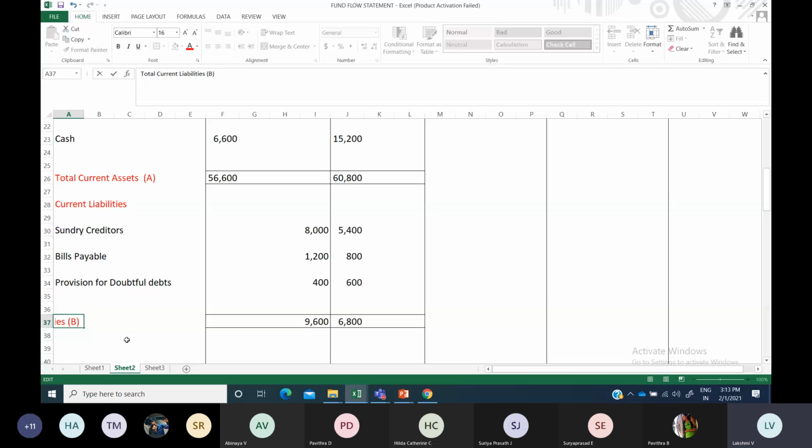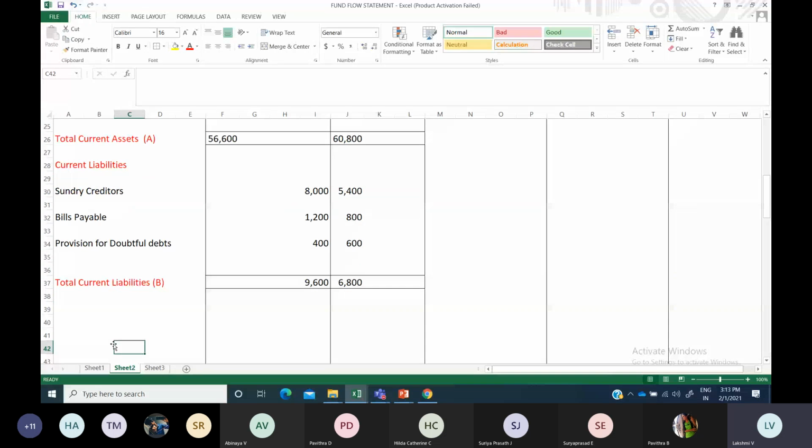Okay, so now you have to find out working capital. Working capital, that is A minus B. So A minus B is your working capital, total current assets minus total current liability.